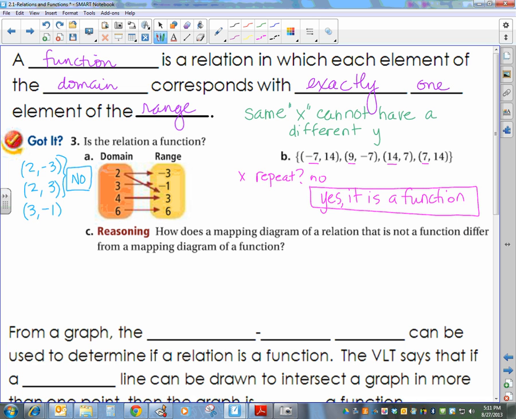Holds true every time. Okay? If x does repeat, you need to look and see if you have different y values. Okay?